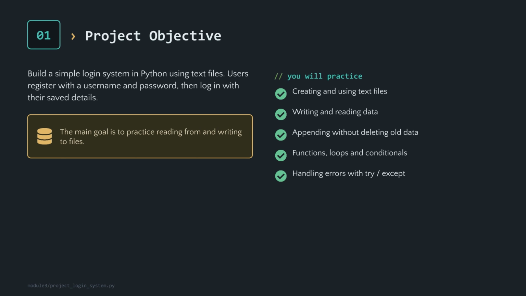Let's set the objective clearly. We're building a simple login system in Python that uses text files. Users register with a username and password, and then log in later with those same saved details. Along the way, you'll practice creating and using text files, writing and reading data, appending without deleting old accounts, working with functions, loops, and conditionals, and handling errors with try and except. The main goal, as the note says, is practicing reading from and writing to files.